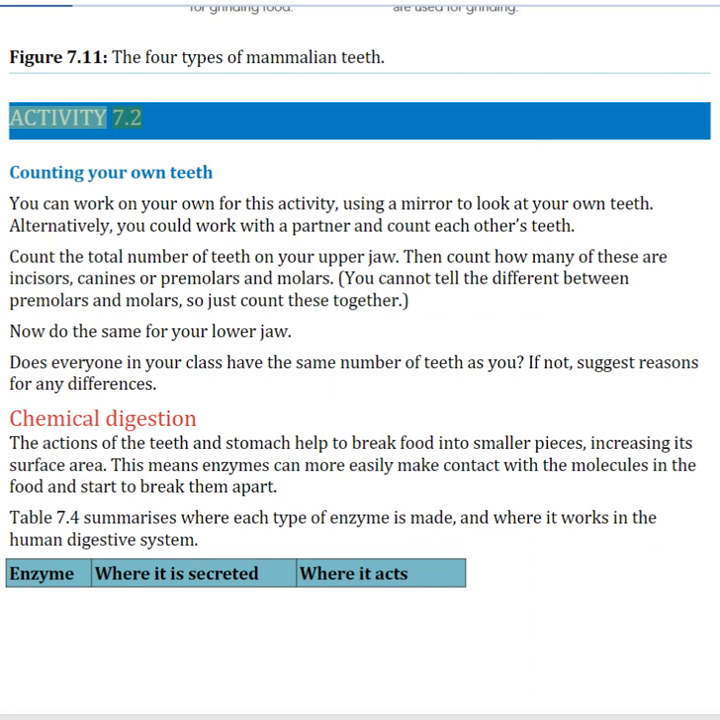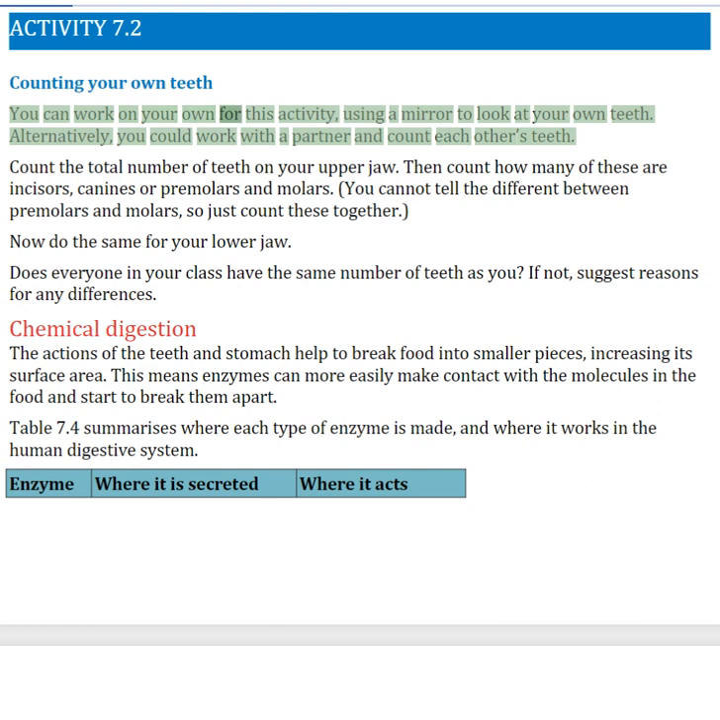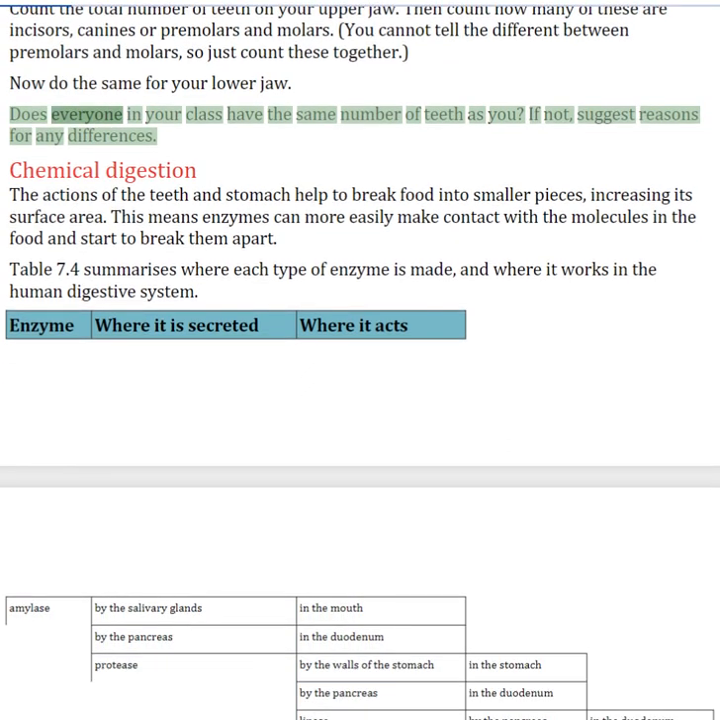Activity 7.2. Counting your own teeth. You can work on your own for this activity, using a mirror to look at your own teeth. Alternatively, you could work with a partner and count each other's teeth. Count the total number of teeth on your upper jaw. Then count how many of these are incisors, canines or premolars and molars. Now do the same for your lower jaw. Does everyone in your class have the same number of teeth as you? If not, suggest reasons for any differences.